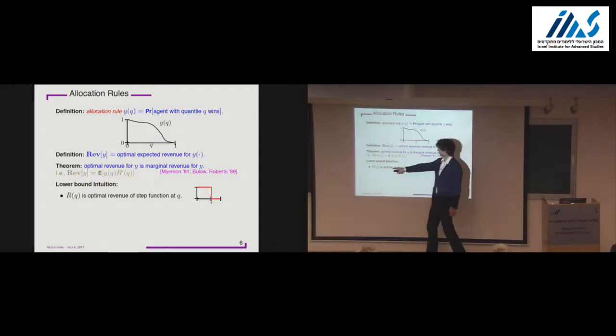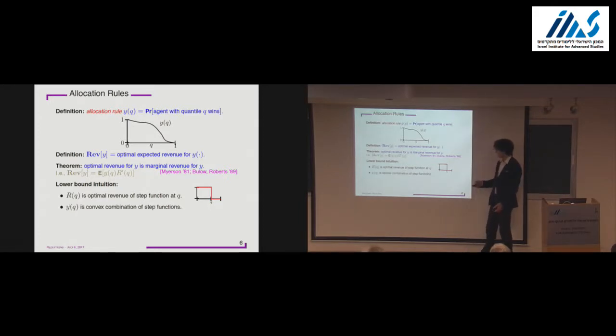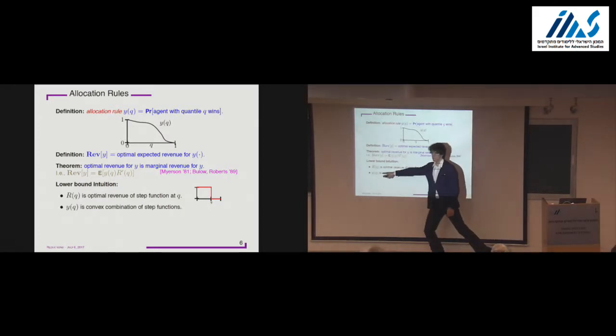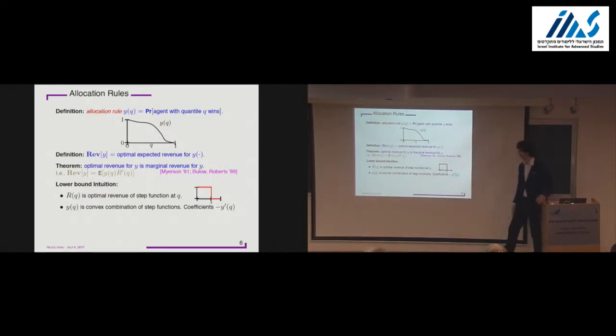Notice that R of Q, at least if we're in the regular case, is the optimal revenue from a step function at Q, meaning I serve all the players who are stronger than Q. I serve none of the players afterwards. Okay, so I can write any monotone decreasing function as a convex combination of step functions. I'm just going to do that. And what is the derivative? The coefficient of the probability I run any one of the step functions is minus the derivative of y. So remember, y is decreasing, so minus derivative is positive, so that's the density I'm going to run any of the step functions to get this monotone decreasing allocation rule.